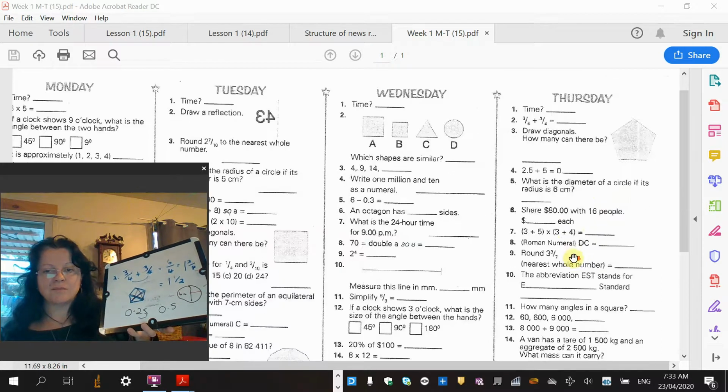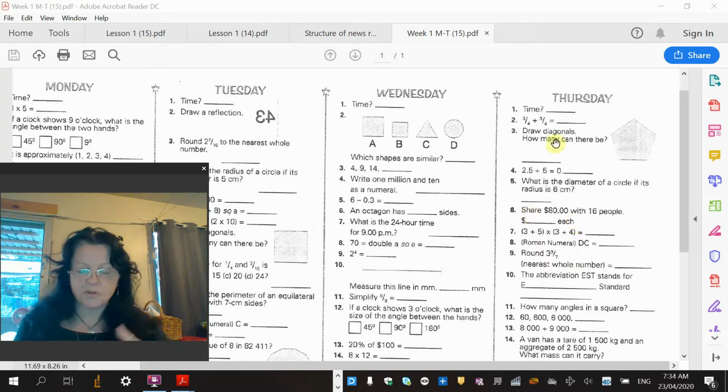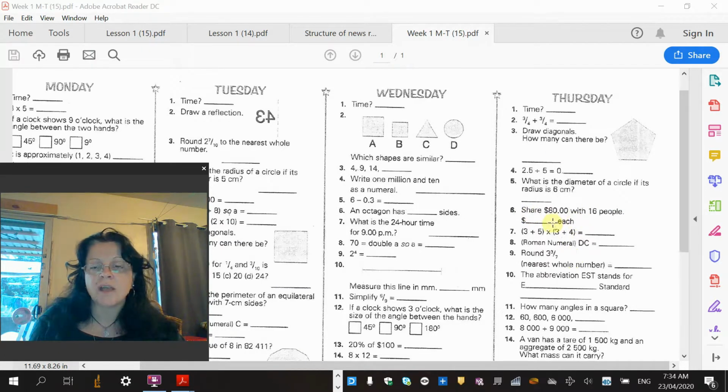3 centimetres. Now this one, it's really easy to go, oh, it's impossible to work out, but it's a bit of a tricky one. So $80 shared with 16 people. So what's an easy way to do that?